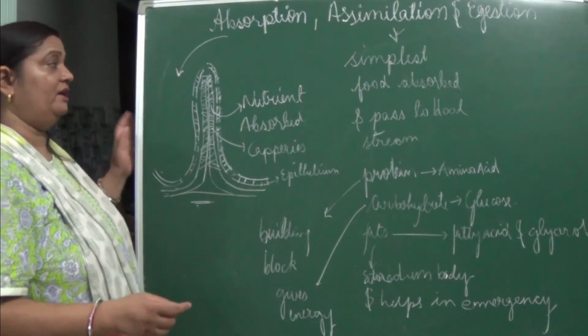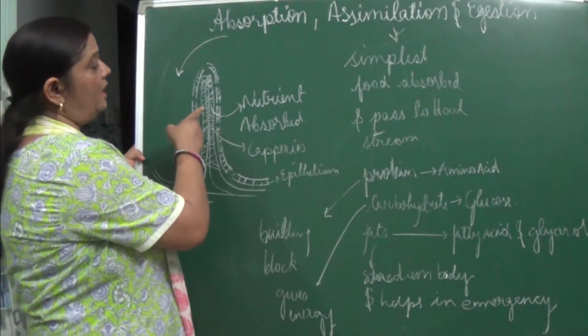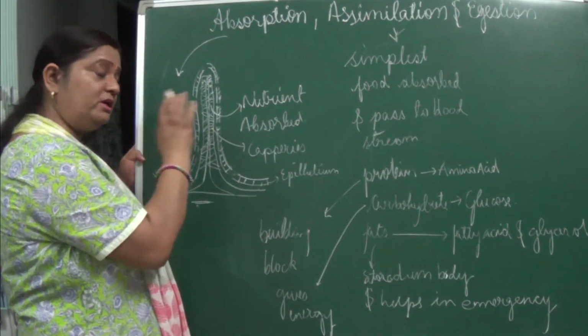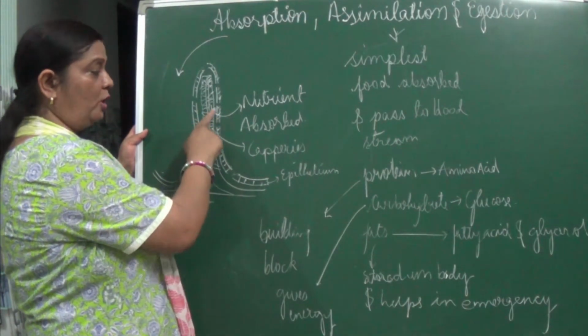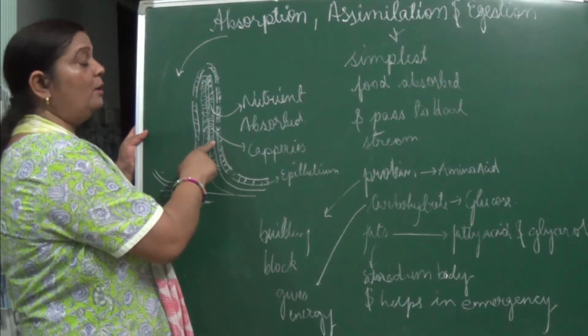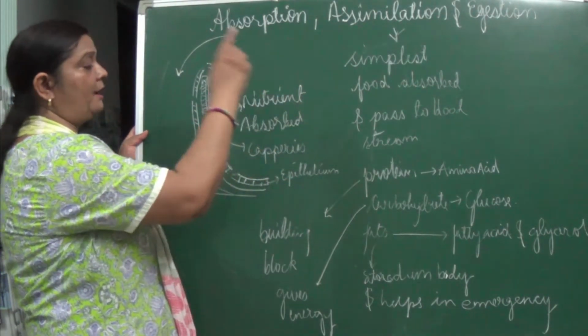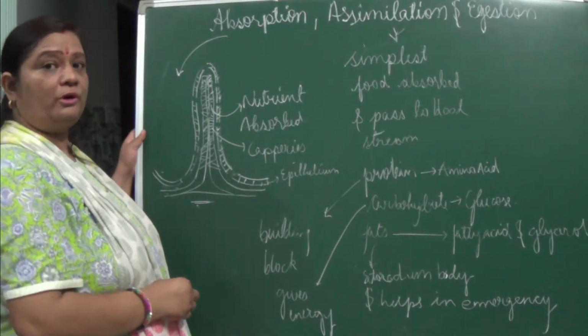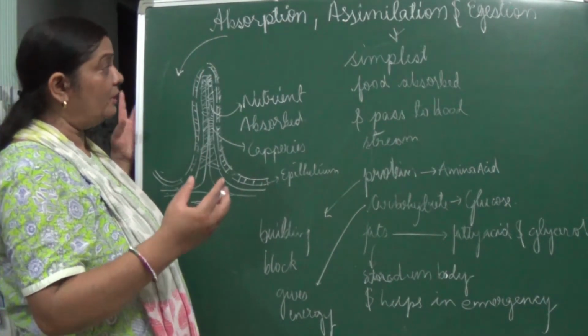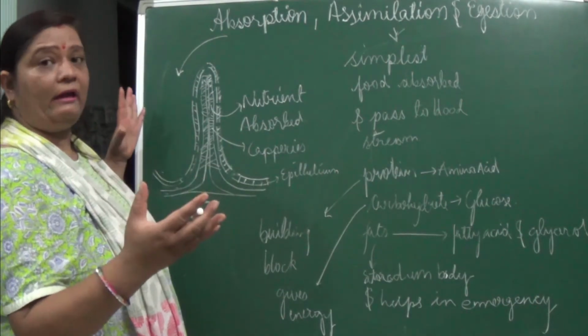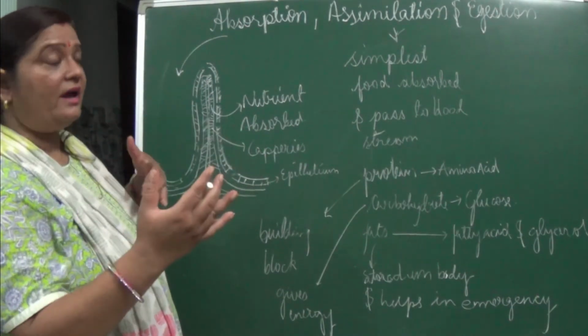Here I have shown you the structure of villi. You can see over here, the nutrients are absorbed after total digestion of the food. Nutrients are absorbed here. Capillaries are present here, and from here the capillaries carry it to different parts of the body, to different places where it is required. And after that, what happens?